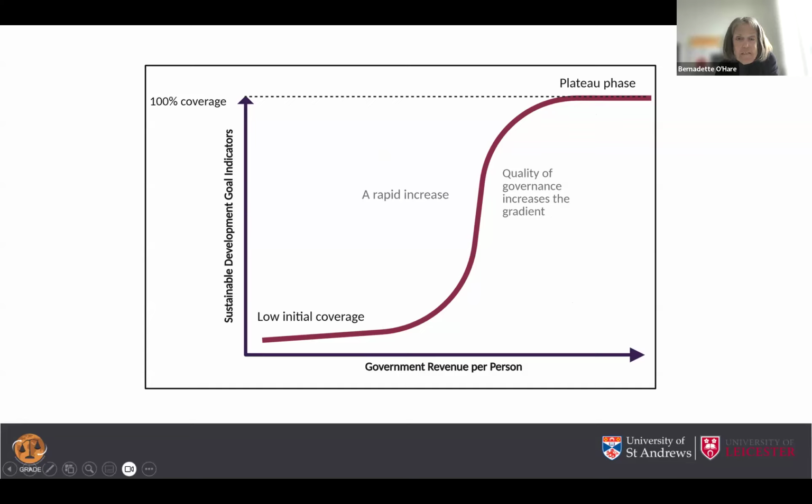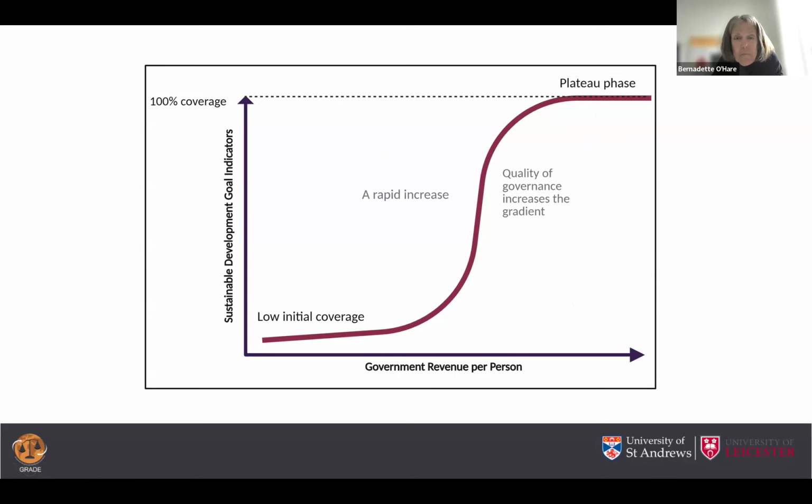And of course, we know the SDGs are based on economic and social human rights. So we would love everyone to be living in those countries that have that. And how can we get there? We need more government revenue in each country per person.